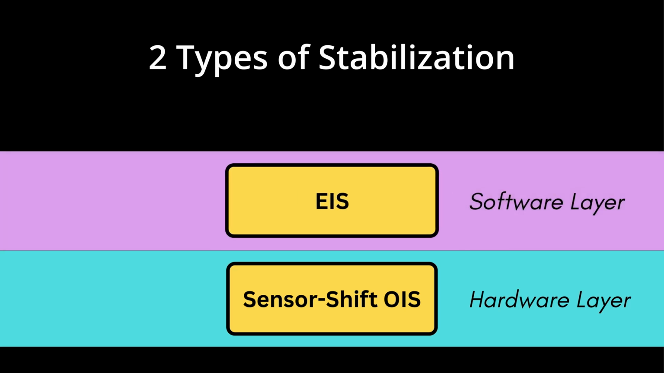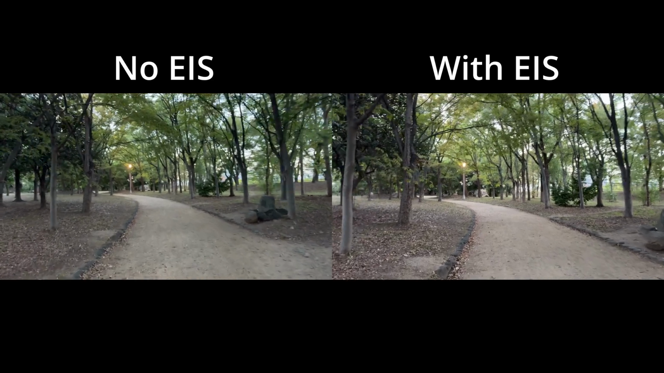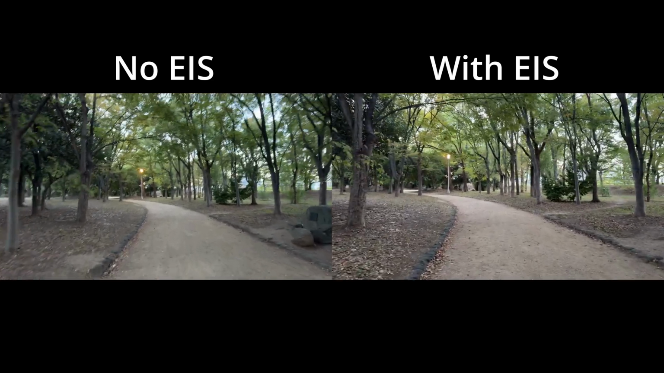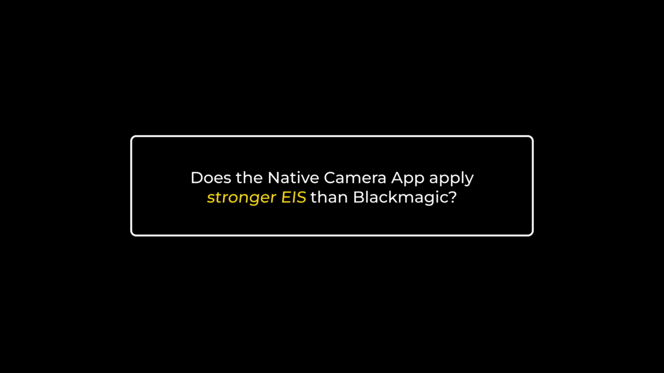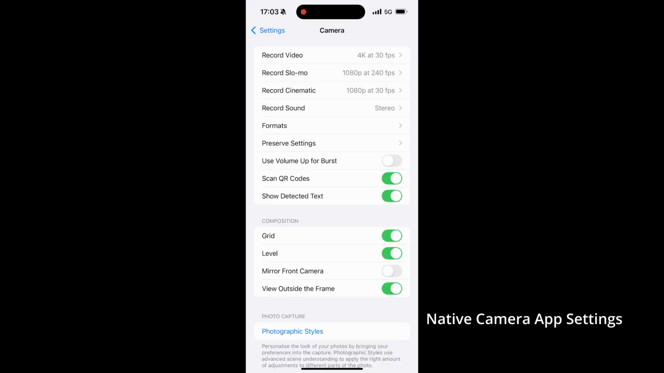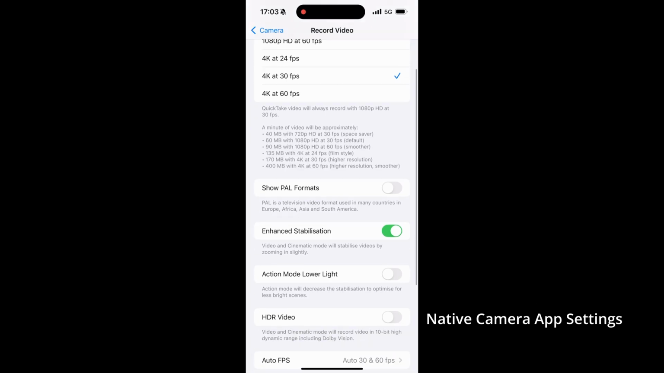Then, layered on top of that, you have electronic image stabilization, or EIS. This is a software trick which involves using gyro data to shift and crop the frame to further smooth out the footage. So my theory was this: the native camera app must be using a much stronger level of digital stabilization than the Blackmagic app. And sure enough, that's exactly what's happening.